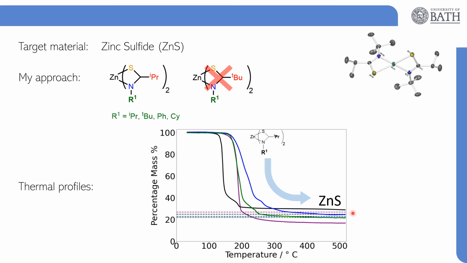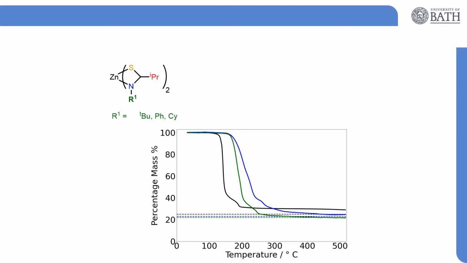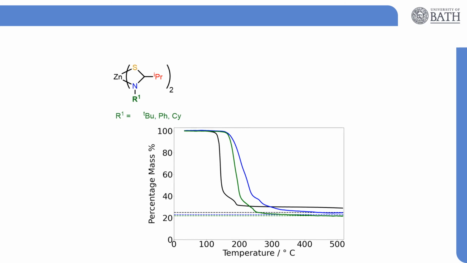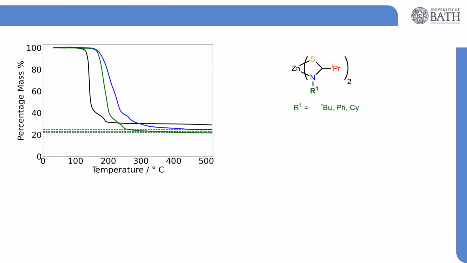In 3 cases they looked very promising, but in the 4th case, which is the chemical species of the isopropyl group, it showed an element of volatility, which is not ideal for chemical vapor deposition. So I now have 3 chemicals which appear to decompose into zinc sulfide. So my next steps are to use these to run deposition trials of all 3.